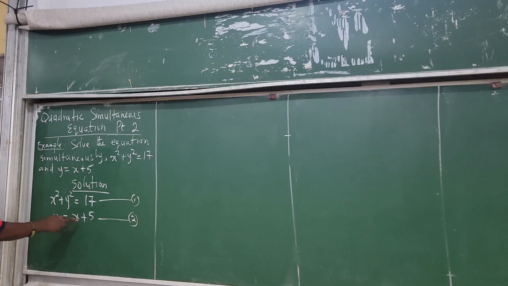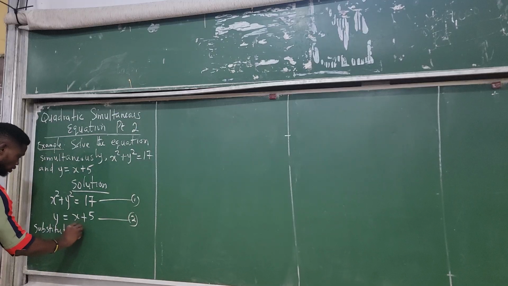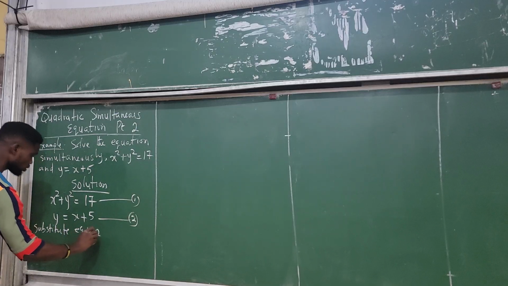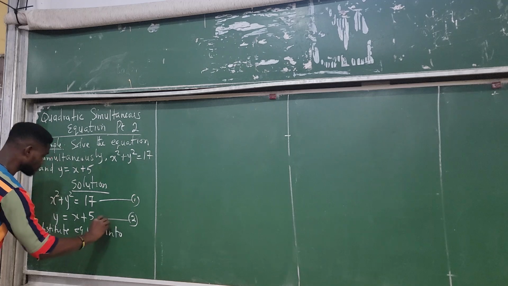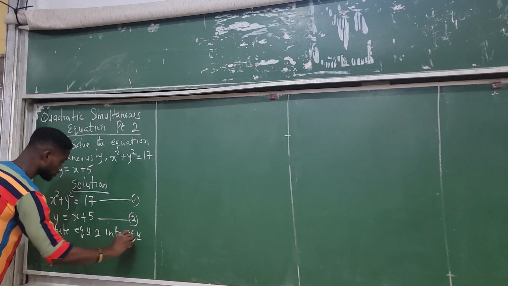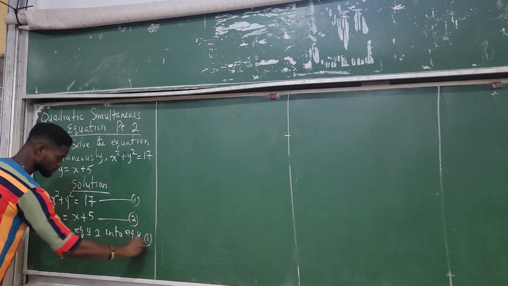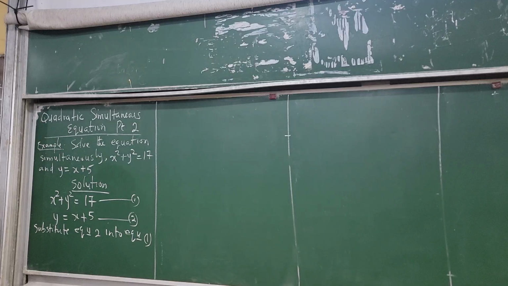So we're going to substitute equation 2 into equation 1. So what do we mean by that? This is y. So you're going to replace this y here as x plus 5. So that's what they mean.